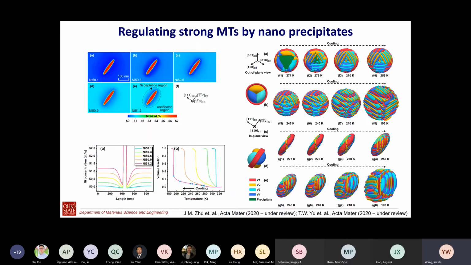Of course, you can utilize nano-precipitates in a system, and this applies to a lot of shape memory alloy systems. Nano-precipitates also create a local stress gradient, a local stress field. And then you can change the transformation behavior from very sharp ones into gradual ones. So that's about the precipitates.